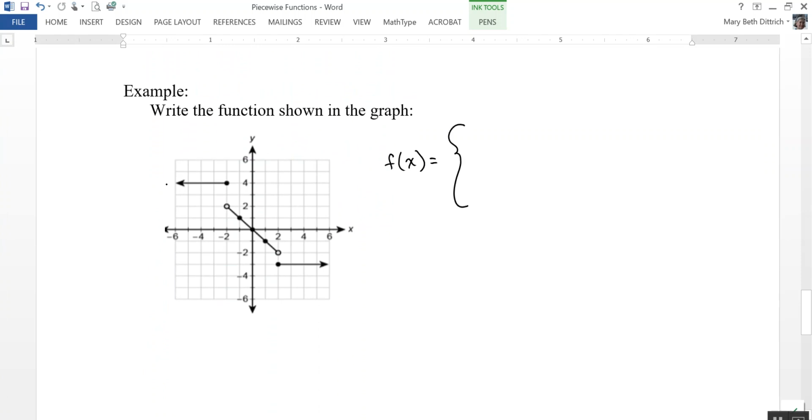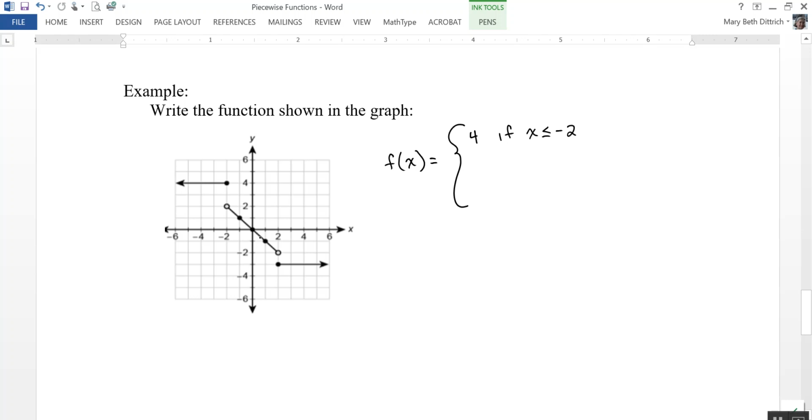So right here I have a piece of the line y equals 4. Okay, so f of x is going to be equal to 4, but only when x is less than or equal to negative 2. So y equals 4, but only when x is less than or equal to negative 2.